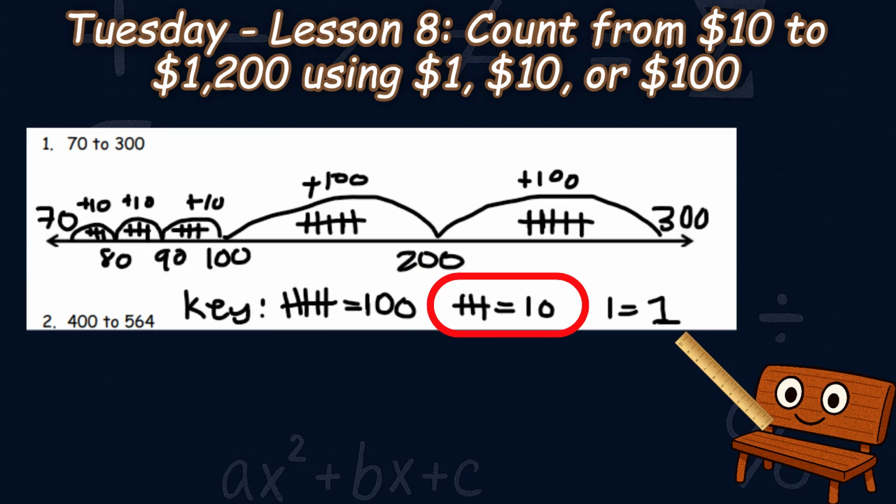For the medium bundle, that will be 10. That is represented by your 3 lines with your rubber band in the middle. And then lastly, we have our singular straw, which is just 1. So those were the values that we're going to be using to count from $10 all the way to 1,200. Although it is possible to use $1 or $10 the whole time, we have to think of the fastest, most efficient way to get there. Counting by your hundreds, using the biggest value that you have first, is going to be the quickest way to do it.